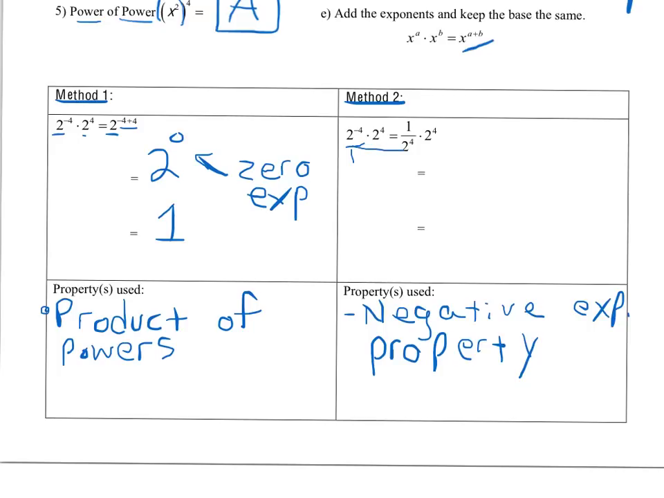Well, we moved it to the denominator and made it positive. Okay, and then you still have times this 2 to the 4th power. When you do that, because this would be over 1, you end up with 2 to the 4th in the numerator over 2 to the 4th in the denominator.